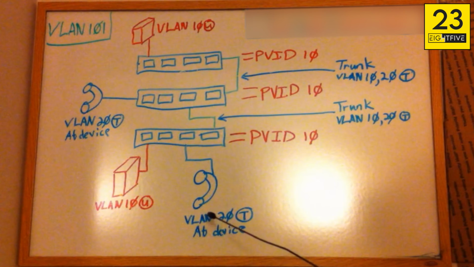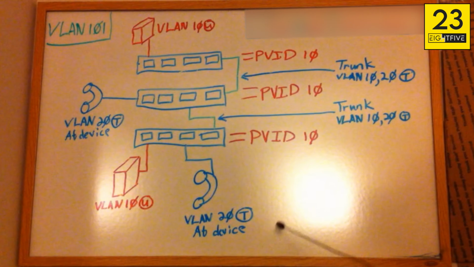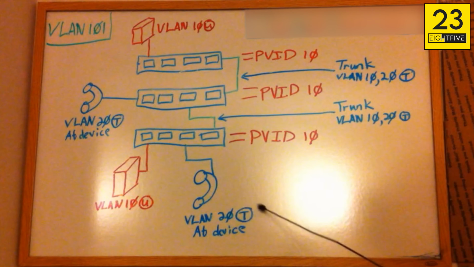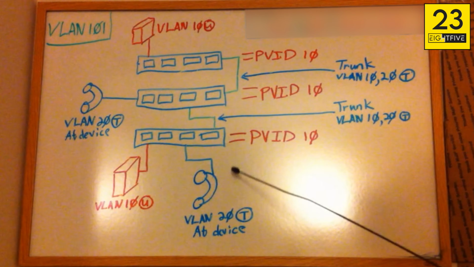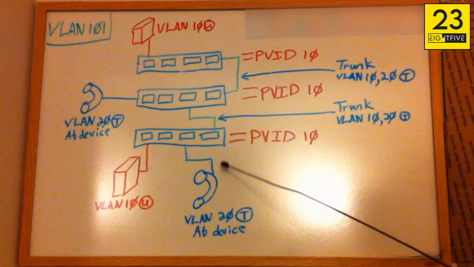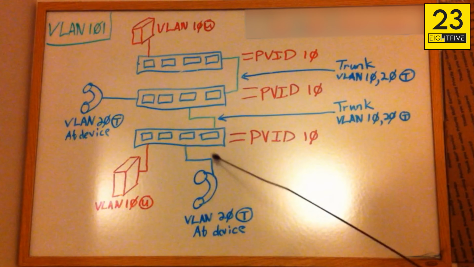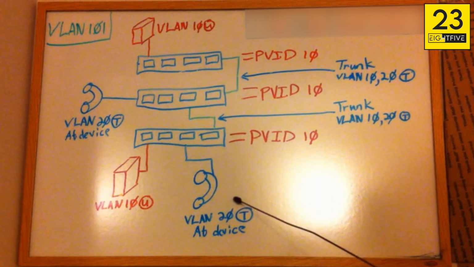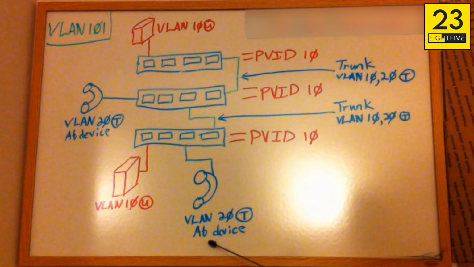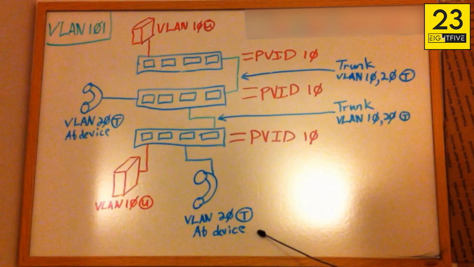Now, what most people don't get, and I feel what's left out of a lot of videos, is understanding tagging and how to get a device on that network. Most people don't understand that if you want your phone, for instance, to be on VLAN 20, you need to have a device that allows you to specify what VLAN it's on and tag packets on that VLAN.